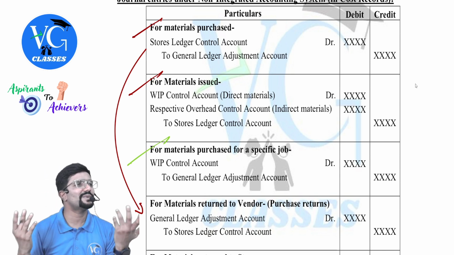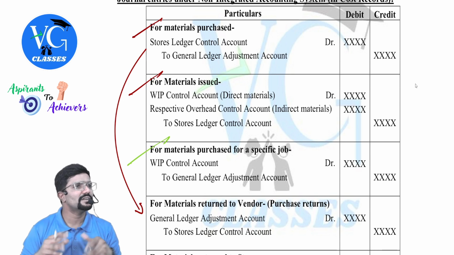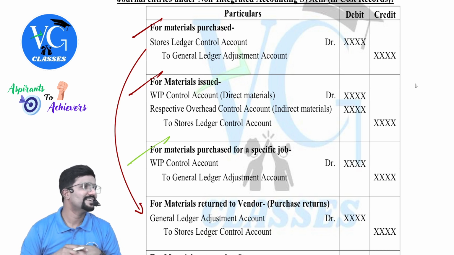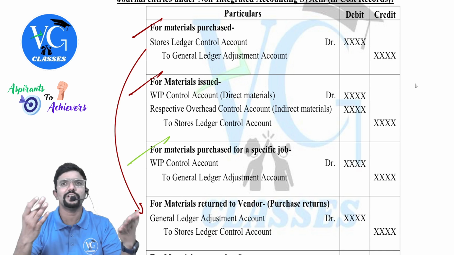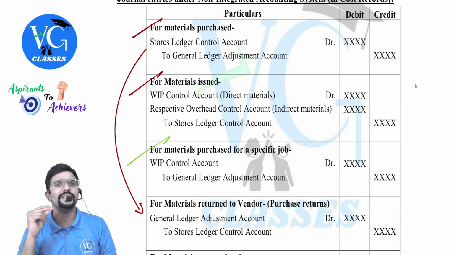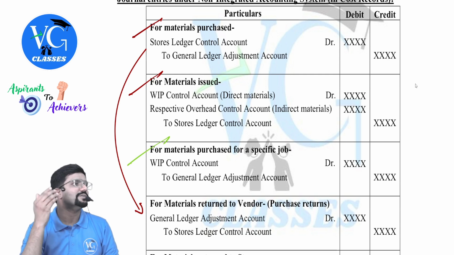Clear? When I purchased, what was the entry? Source ledger to general ledger. Now that I am giving it back, reverse the entry. It is going out again. What is the entry? General ledger to source ledger.